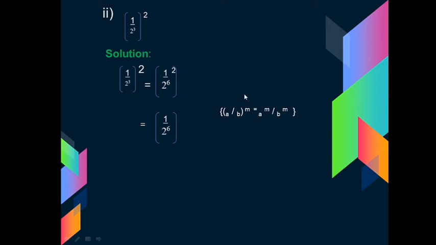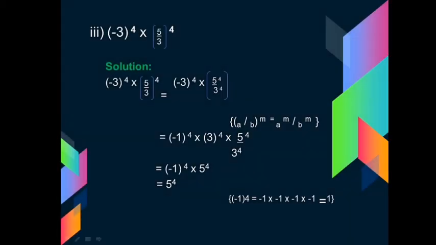Here we have applied this law: when the exponent is common for both numerator and denominator and it is given as a whole, then we apply it to both numerator and denominator, that is, a divided by b, whole raised to the power m, equals a raised to the power m divided by b raised to the power m. So this is how we got the results. And the next question is minus 3 raised to the power 4 into 5 divided by 3 whole raised to the power 4.